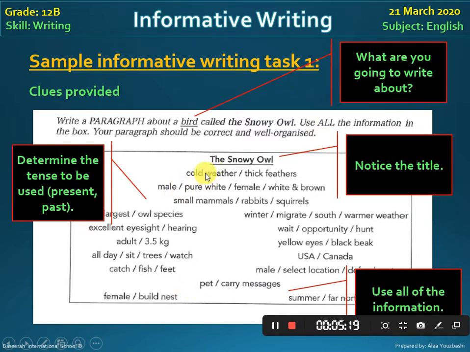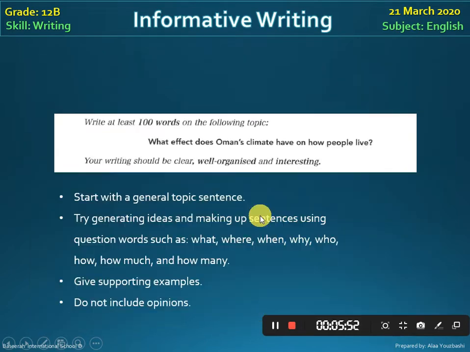So here you can see that you have all of this information provided in the box. To achieve the task and to be successful in achieving the task of this question, you have to use all of the pieces of information in sentences. Whether you use each piece of information in one sentence, you split it into two sentences, or you join two pieces of information together and make them one sentence, that's up to you. But what's important is that you should be using all of the pieces of information that they provide.